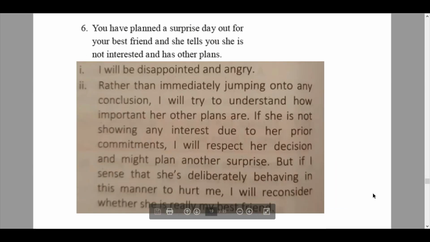We'll move forward to our question number 6. You have planned a surprise day out for your best friend and she tells you she is not interested and has other plans. I will be disappointed and angry. Rather than immediately jumping to any conclusion, I will try to understand how important her other plans are. If she is not showing any interest due to her prior commitments, I will respect her decision and might plan another surprise. But if I sense that she is deliberately behaving in this manner to hurt me, I will reconsider whether she is really my best friend.